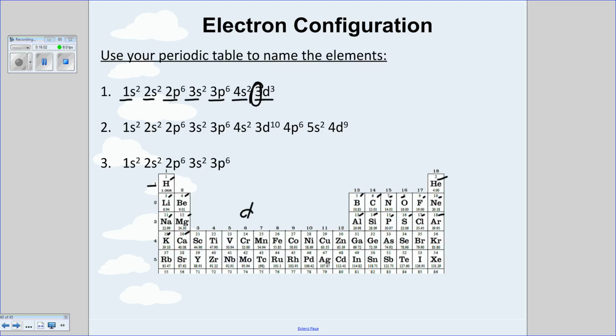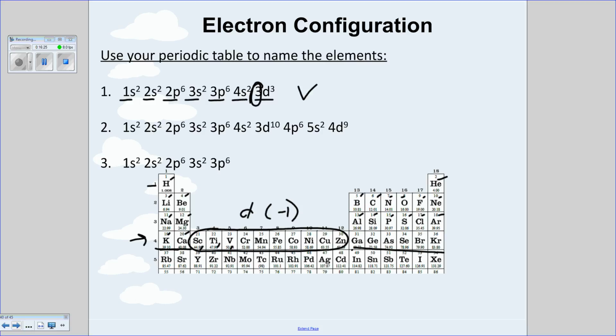D is always going to be minus 1. That is actually going to be 1 energy level lower than where it seems like it is on the periodic table. So this is energy level 4, and this is energy level 4, but right here in the middle, this is energy level 3. So if we end up at 3d3, that's 1, 2, 3, and this is going to be vanadium.